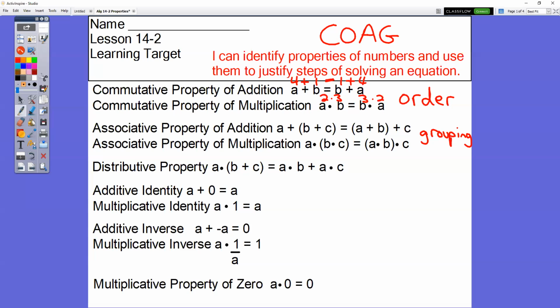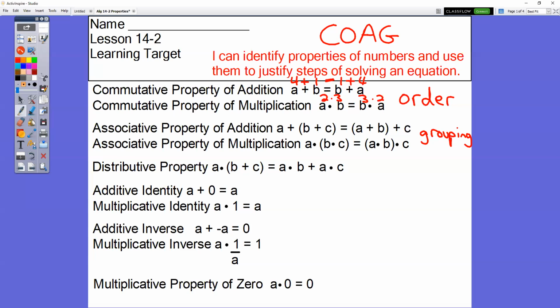All right. Commutative switches the order. Associative switches the grouping. If you can remember that, it's a very easy way to remember the difference between them. Commutative switches the order. Associative switches the grouping. Coag. All right. The next one is the distributive property.